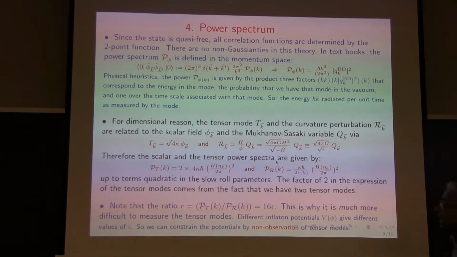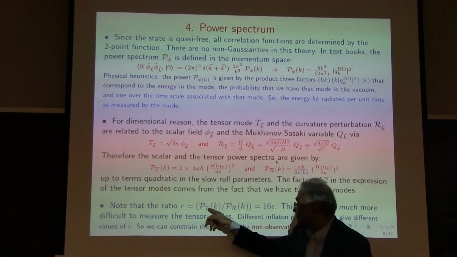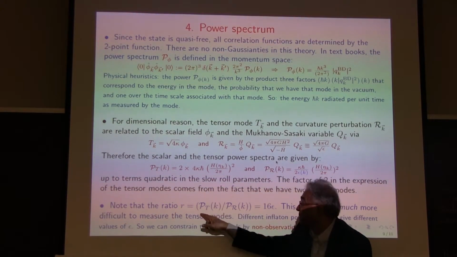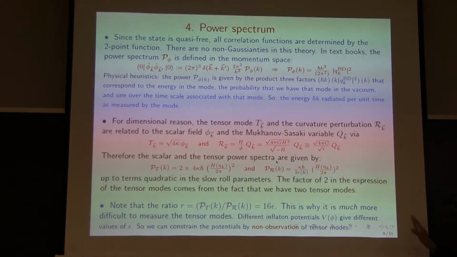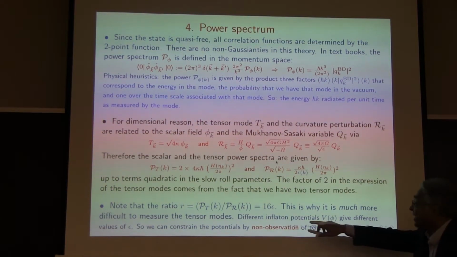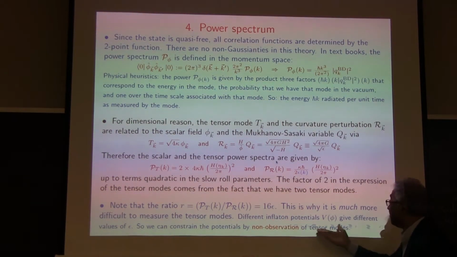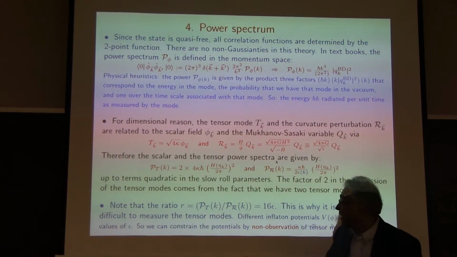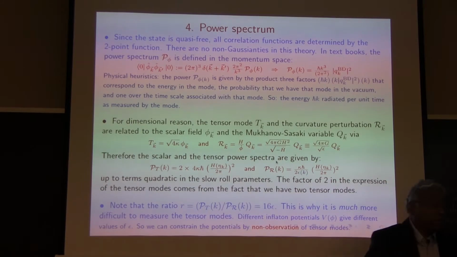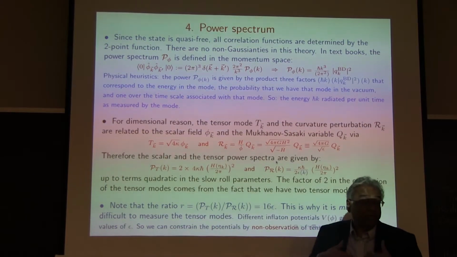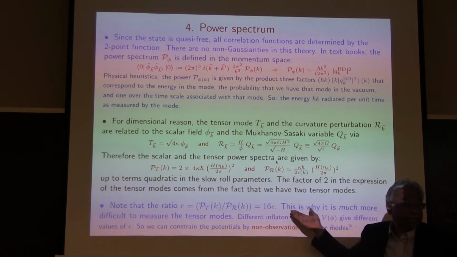That is the reason why the tensor to scalar ratio has a factor of epsilon. Therefore, with respect to the scalar modes, the tensor power is suppressed by a factor of about 16 epsilon if you just put all the factors together. And that is why it is so much more difficult to measure the tensor modes. Different inflationary potentials will give different values of this epsilon, and so we can constrain the potentials by non-observation of tensor modes. If a particular potential gives you epsilon to be only 1/10, for example, or only 1/5, then we should have seen the tensor modes. The fact that we don't see those tensor modes means that potential cannot be right.